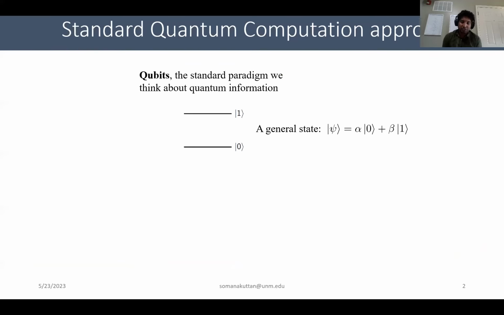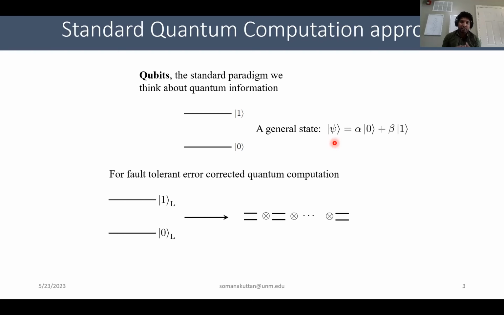First of all, we can start from the very basics, like thinking about the idea of qubits. Qubits are the standard paradigm we think about for quantum information. A qubit is basically a 2-level system, very related to bits, where we have 0 and 1. The difference with a qubit is that we can have a state which is a linear combination of 0 and 1, and this alpha and beta can be complex numbers. That's a qubit state.